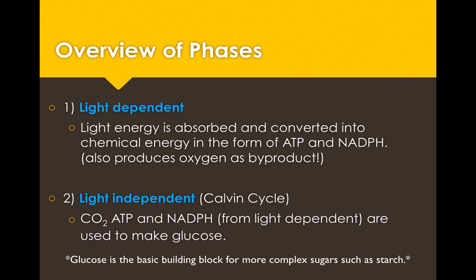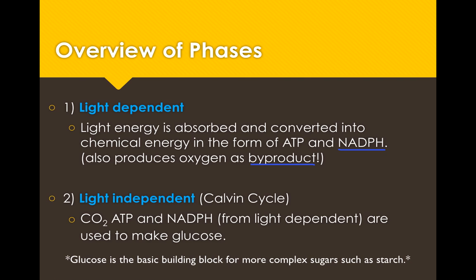Just a quick overview of the phases, a summary, so to speak. The first phase is called light dependent. Light energy is absorbed in this phase and converted into chemical energy in the form of ATP and a new form of chemical energy called NADPH. It also produces oxygen as a byproduct. What that means is it's not the main goal of the reaction, but as a result, it also produces oxygen.